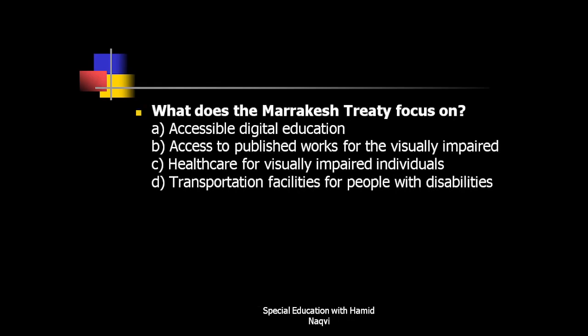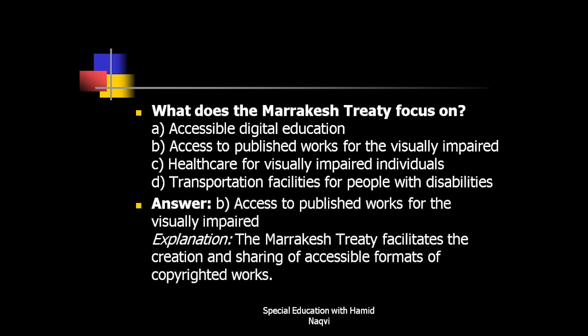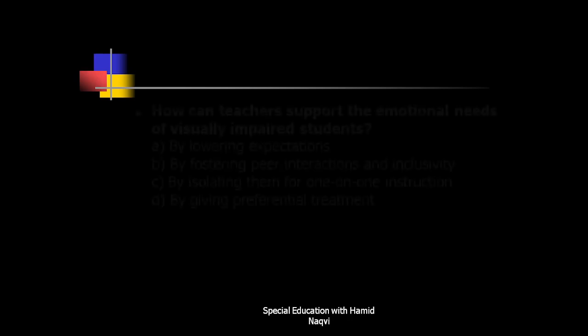What does the Marrakesh Treaty focus on? Accessible digital education, access to published works for visual impaired, healthcare for visual impaired individuals, transportation facilities for people with disability. The answer is access to published work for the visual impaired. This treaty facilitates the creation and sharing of accessible formats of copyright works.